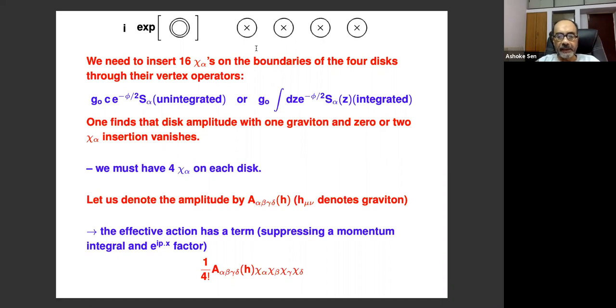Okay. So now, in principle, you could have distributed them in different ways, right? You could have put all 16 on one and none on the others. But what one can show by explicit calculation is that if you have a disk amplitude with 0 insertions of chi or 2 insertions, that amplitude actually vanishes, just by tensor contraction. And that means that you really need 4 chi's per disk. So they have to be uniformly distributed, not just distributed in any way.